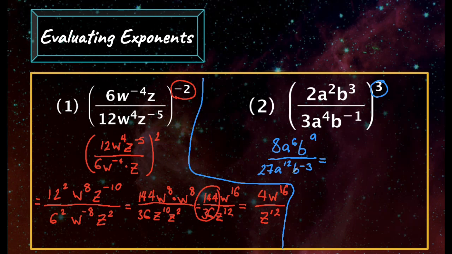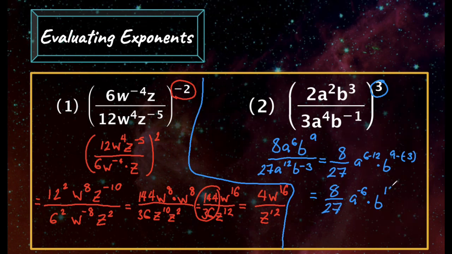When we have the same base dividing, we can subtract the exponents. So we're going to stick with the fraction of 8 divided by 27, and we're going to have a to the power of 6 minus 12 times b to the power of 9 minus negative 3. This will give us 8 over 27 times a to the power of 6 minus 12, which is negative 6, times b to the power of 9 minus negative 3, which will be b to the power of 12.